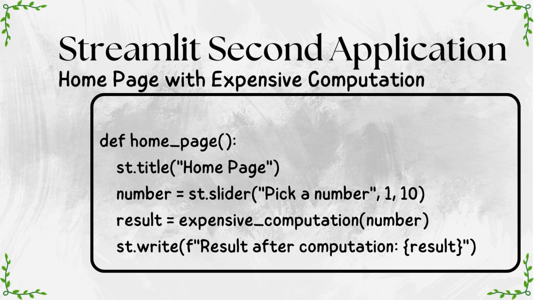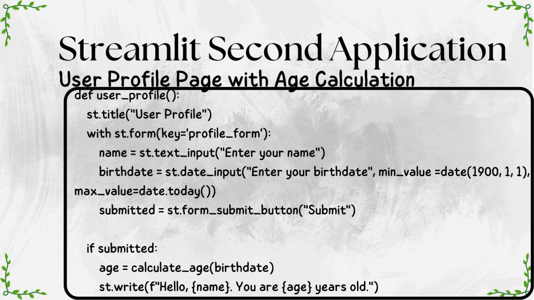The home page lets users select a number with a slider. The expensive computation function runs once, speeding up subsequent runs. I will demonstrate this by adding more code and displaying results. The user profile page lets users enter their name and birth date. After submission, the calculate_age function determines their age and a personalized message is displayed.